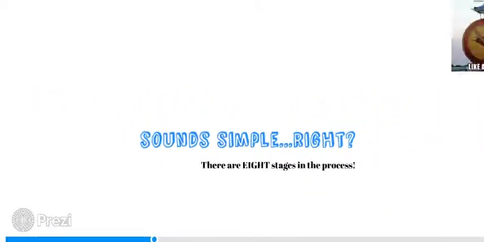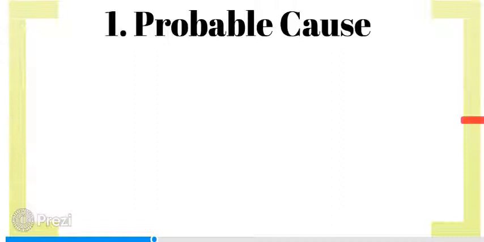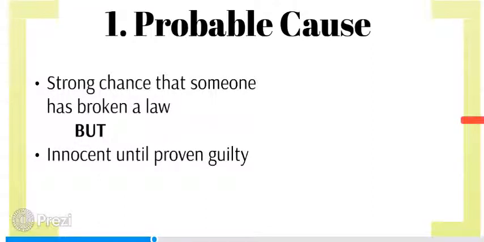It sounds simple, except it's not really super simple. There are 8 total steps in the process. Number 1 is probable cause. Prior to someone being arrested, there has to be justification for doing so. Now, that doesn't mean that justification always exists. Sometimes probable cause can be a little bit of a gray area and a little murky. We're not sure what's right and what's wrong. But typically speaking, probable cause means that there's a strong chance that someone has broken the law.